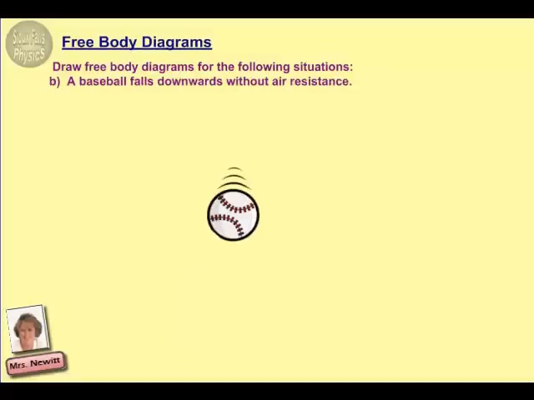In our next situation, we have a baseball falling downwards without air resistance. And so, again, we have the weight in the downwards direction. And we also then would not have any air resistance. Now, in some cases, we might have air resistance in the upwards direction, but this has specifically told us that that air resistance is negligible. So, in reality, we actually have all of the forces summarized just with the weight.